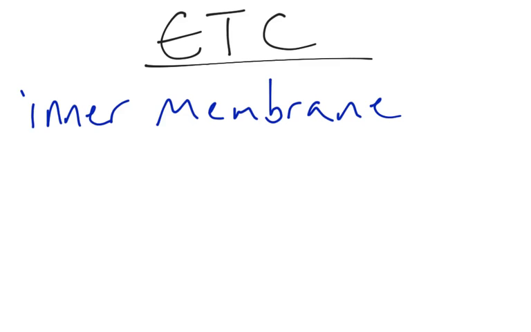Is the citric acid cycle in the matrix of the mitochondria? Yes, the mitochondrial matrix, same as the intermediate. But the electron transport chain is in the inner membrane here. This is where all your NADH and FADH2s are coming.